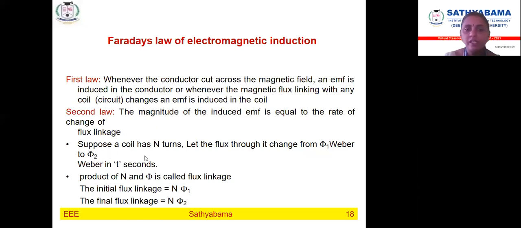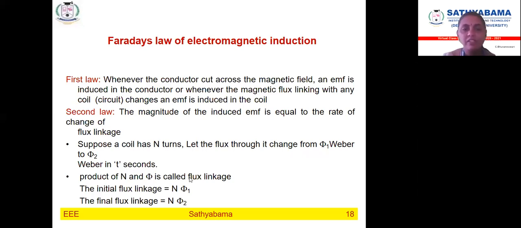Suppose a coil has N turns. Let the flux through it change from phi 1 Weber to phi 2. Only when there is a change of flux is EMF induced. Clear? If it is not changed, then EMF is equal to 0. So when we take the change in flux, we take two fluxes, phi 1 and phi 2. Let the initial value of the flux be phi 1 and the final value of the flux be phi 2, and let it change in t seconds.